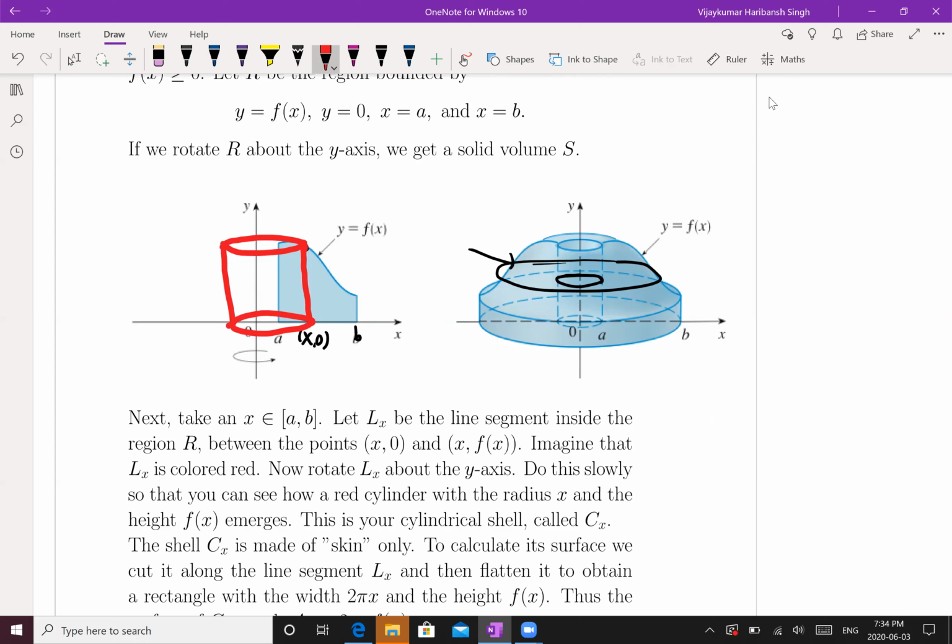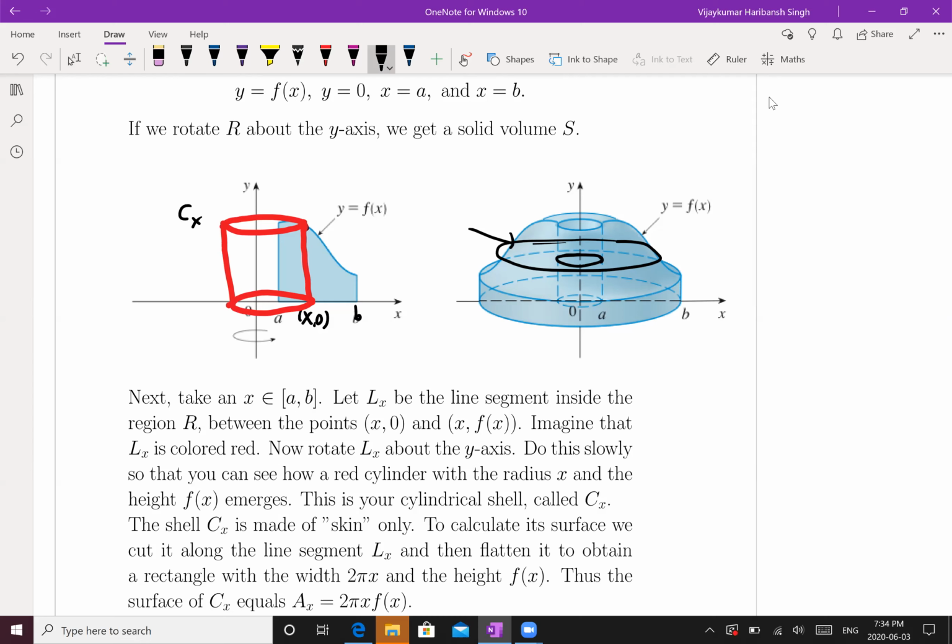Now, you can see this red cylinder with radius x and height f(x) emerges when you rotate it around the y-axis. This will be your cylindrical shell. Let's call this C(x). Now, the shell is like a skin only, right? It's not filled in. It's just a thin skin on the outside. So now you want to compute the surface area of this shell.